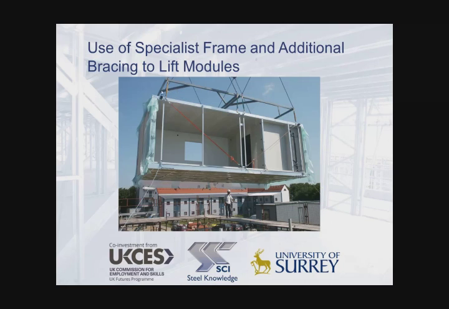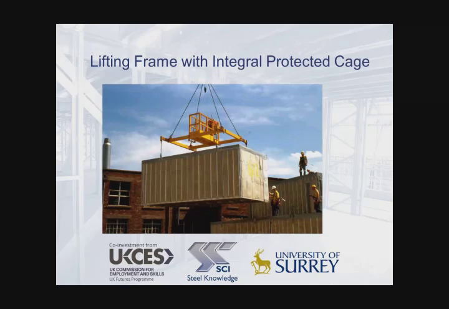Here we see the use of a specialized lifting frame to support a module at 8 points, and also the bracing to the open side of the module to prevent damage during lifting. This is a good example of a specialized lifting frame with an integral cage, so that the operative is connected to a lanyard and then can unclip the module before being lifted away to install the next module.